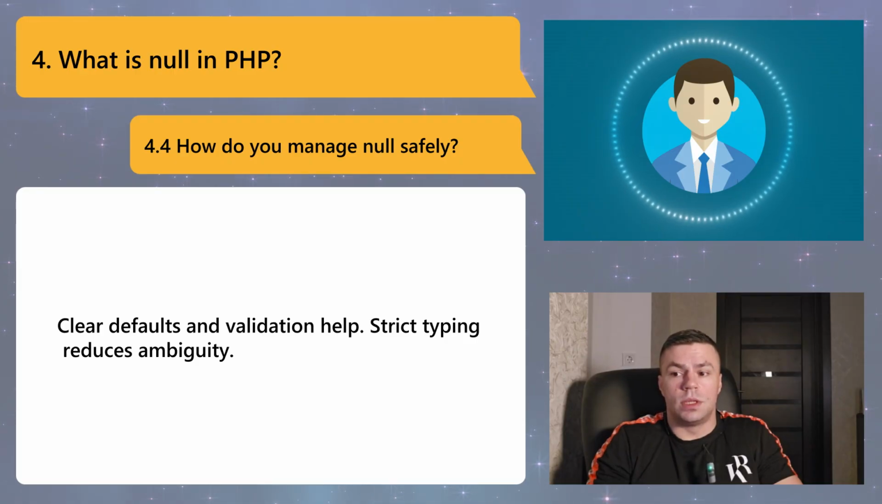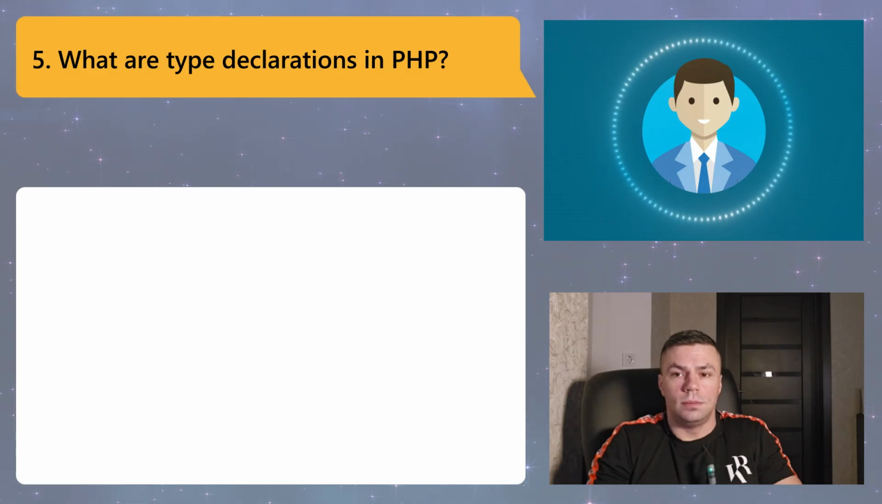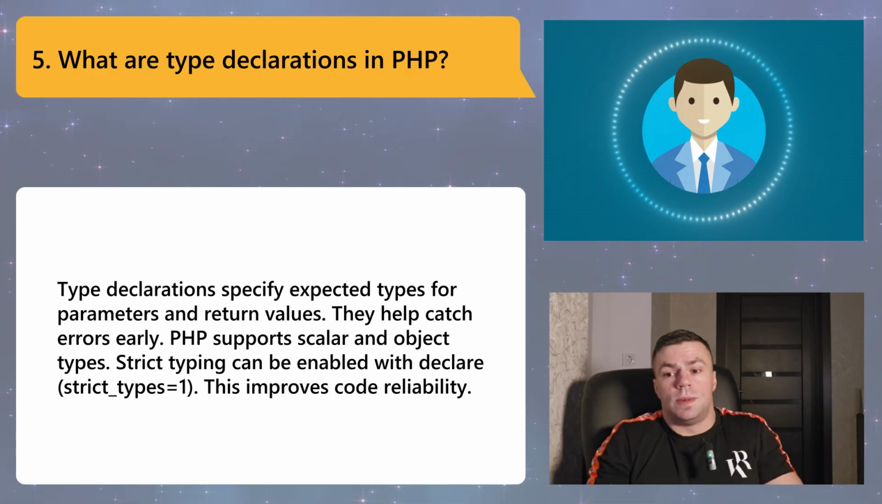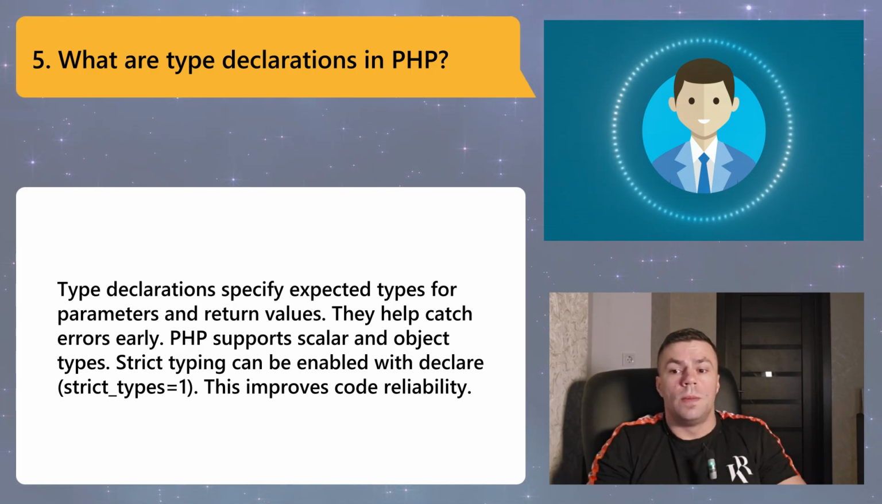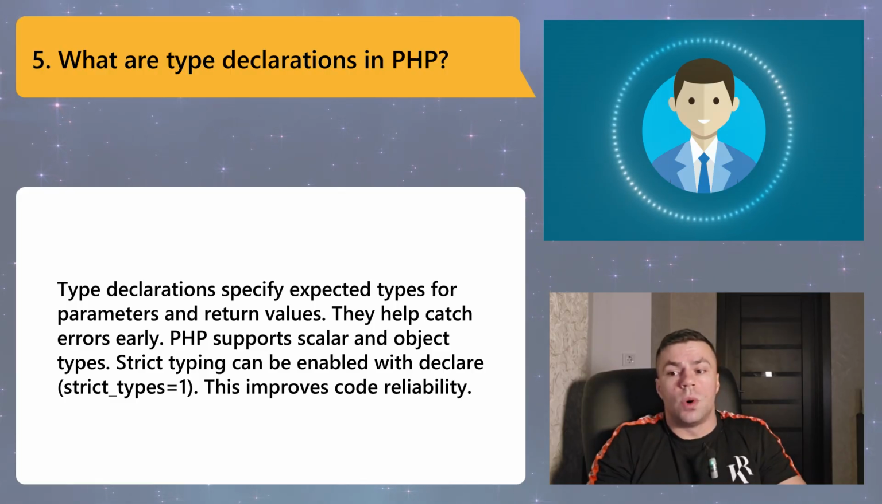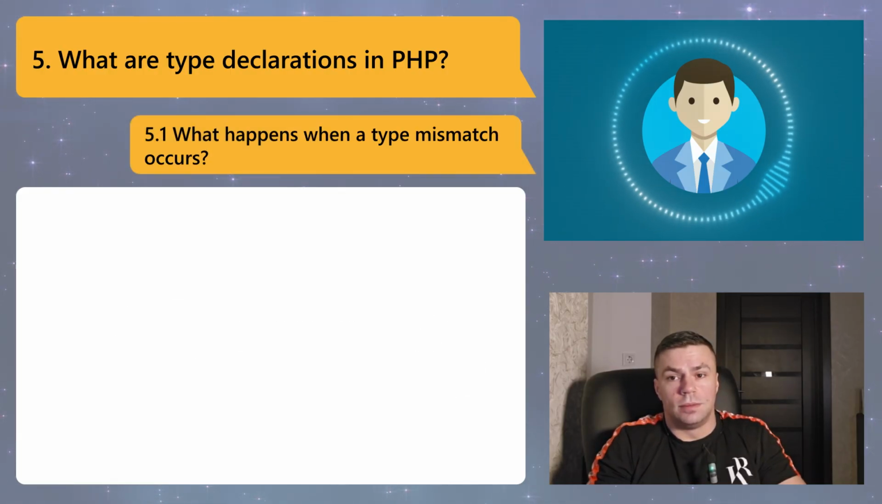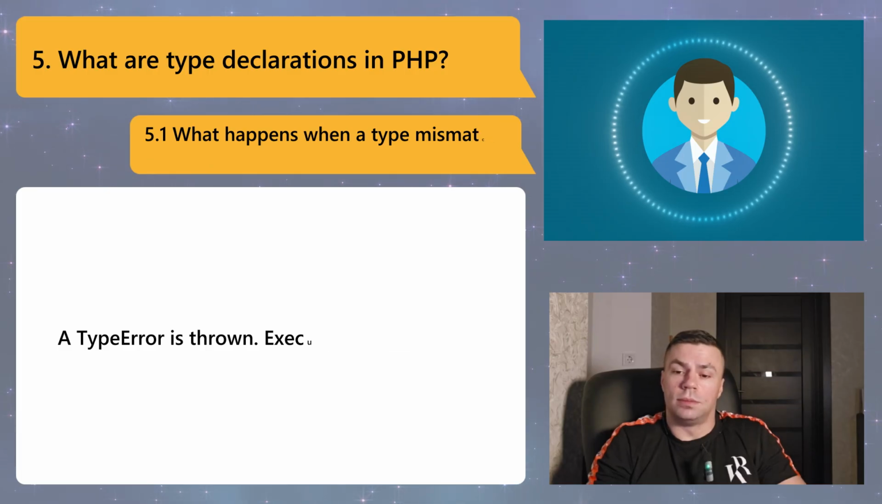Strict typing reduces ambiguity. What are type declarations in PHP? Type declarations specify expected types for parameters and return values. They help catch errors early. PHP supports scalar and object types. Strict typing can be enabled with declare(strict_types=1). This improves code reliability. What happens when a type mismatch occurs? A type error is thrown, and execution stops.